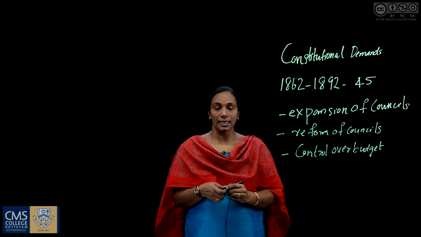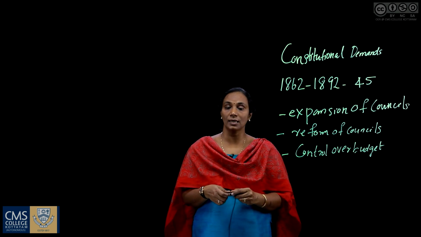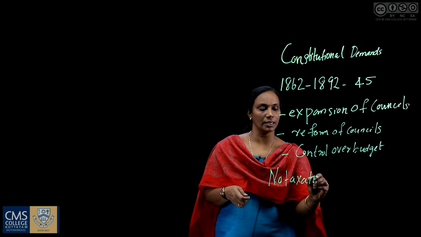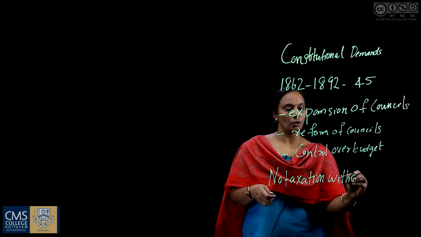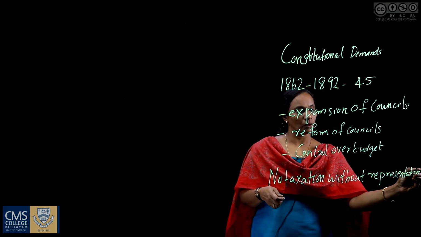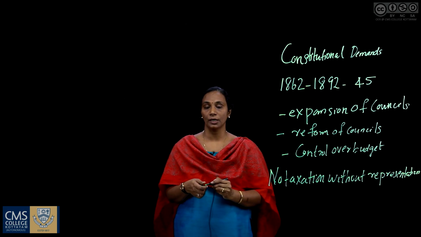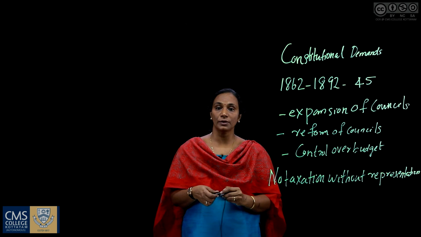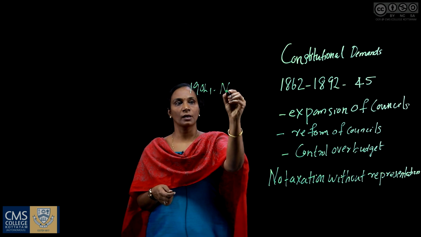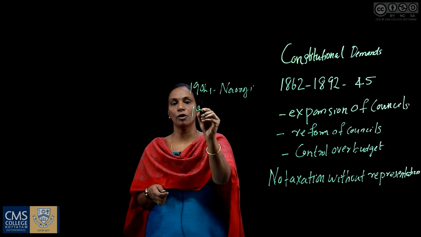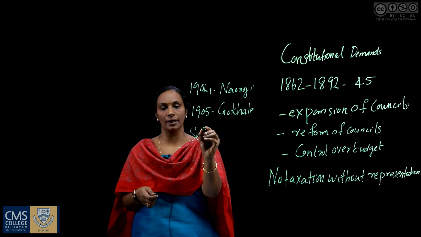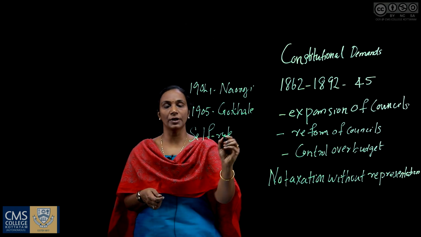It is also to be noted that during this phase, the nationalists raised the slogan, "No taxation without representation," like in the American colonies. And towards the beginning of the 20th century, the constitutional demands of the moderates widened, as in 1904, Naoroji, and in 1905, Gokhale demanded self-rule within the British Empire.